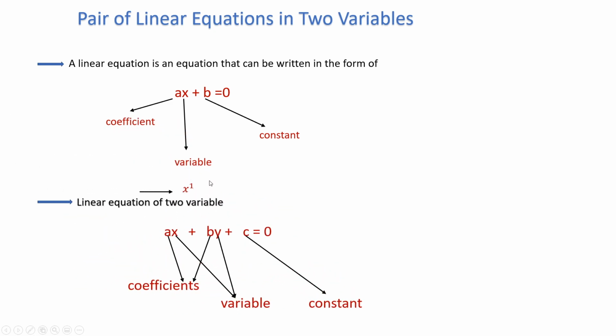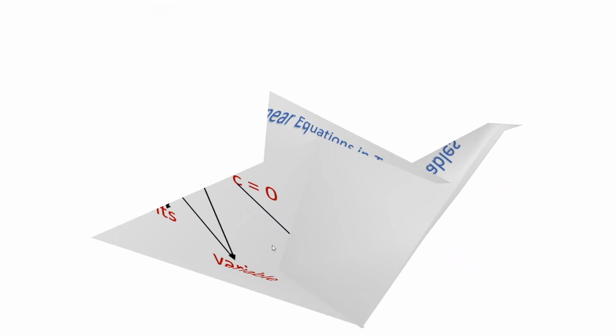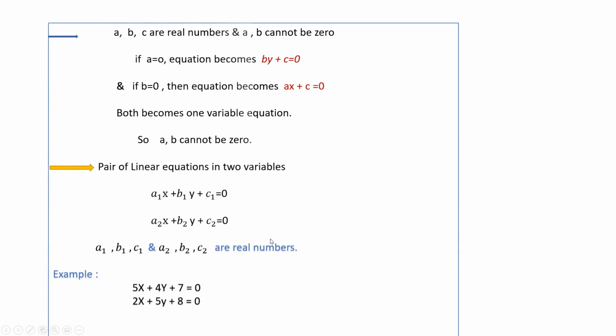Linear equation in two variables. When there come two variables, we will take x and y as variables. You can take another variable also. Here I am taking ax plus by plus c is equal to 0. Here a and b are coefficients, x and y are variables and c is a constant, and the equation becomes ax plus by plus c is equal to 0.